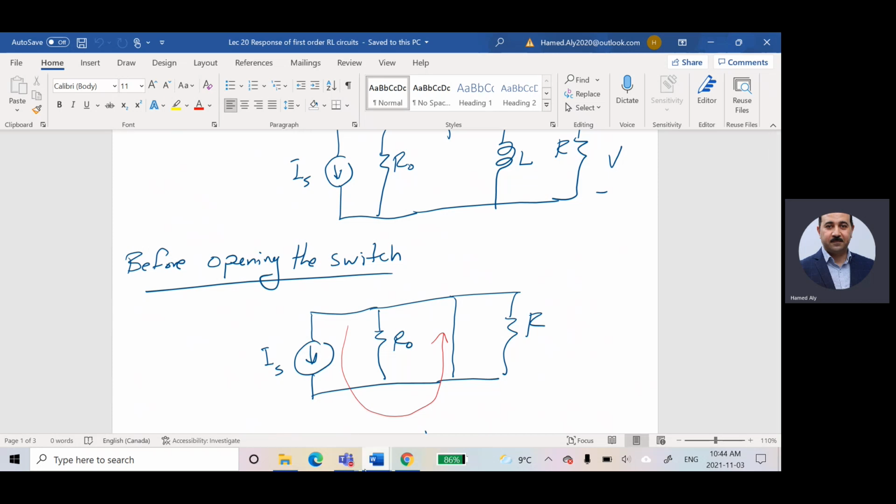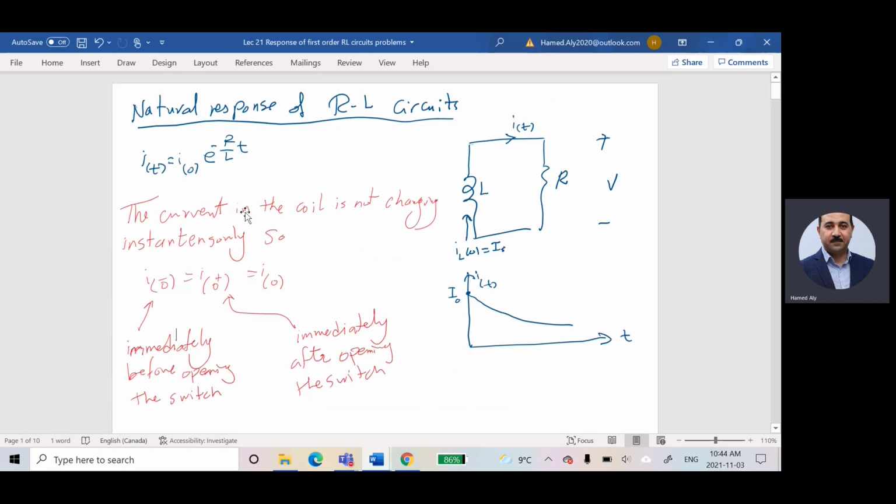And this is what I wrote here. I wrote here the equation for I, and I wrote that the current in the coil is not changing instantaneously. Which means IL of 0 negative is equal to IL of 0 positive is equal to IL of 0. This is the current at 0 time. But what about the voltage? No, it is a different story. I'll try to find the voltage right now.